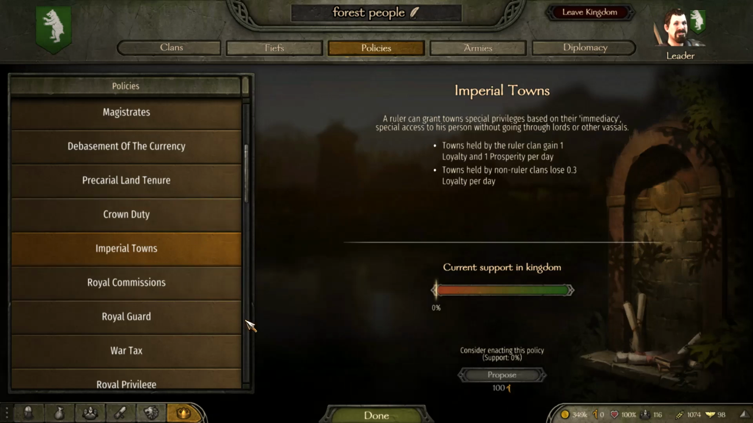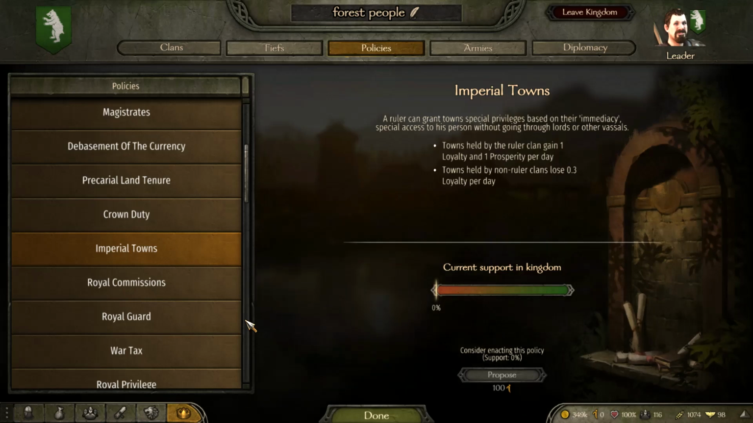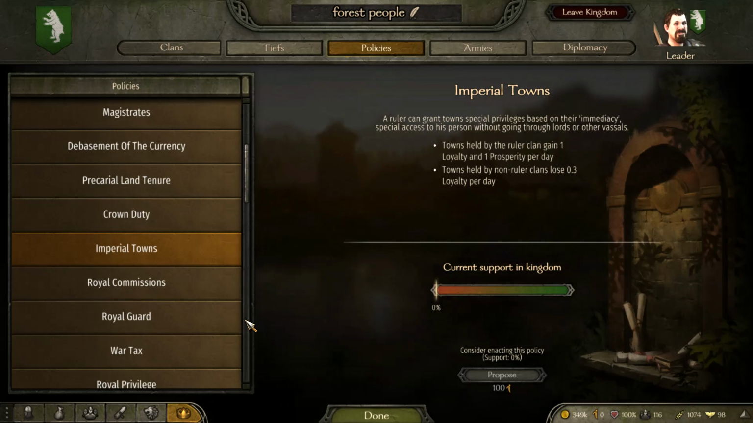Imperial towns, so towns held by the ruler gain 1 loyalty and 1 prosperity per day, so that's again really good for you. Towns held by the non-ruling class only lose 0.3 loyalty per day. So I'd say this is a really good policy, because you're gaining 1 loyalty and 1 prosperity, which is a hell of a lot, and they're only losing 0.3 loyalty. So I think that's actually a really good one, because that's not that much loyalty. They could easily solve that. So if everyone's kind of been set up for a while, it's not new towns, that could be a really good one. And you could just make it so that you own the new towns for a little while, build up their loyalty, and then hand them off to somebody else.